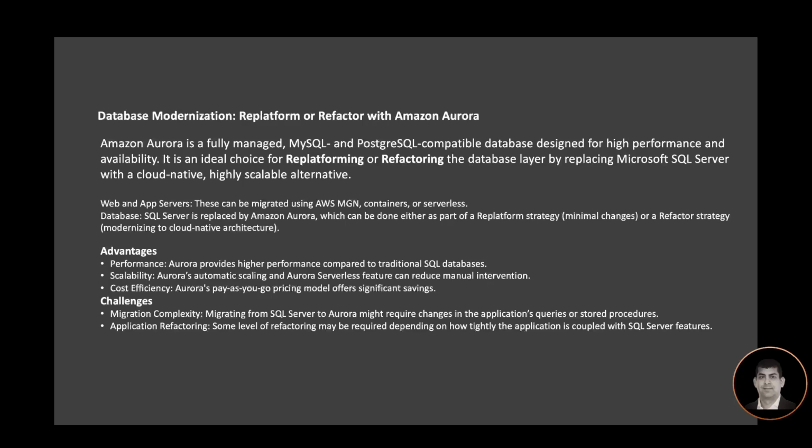So here the web and app server, same thing. It can be migrated using whatever the migration service, the container or serverless, right? Whatever approach is picked up. And the database then can be replaced by Amazon Aurora, which can be done either as part of a replatform strategy or a refactor strategy and modernized to cloud native architecture. So again, that's our database related options that we have.